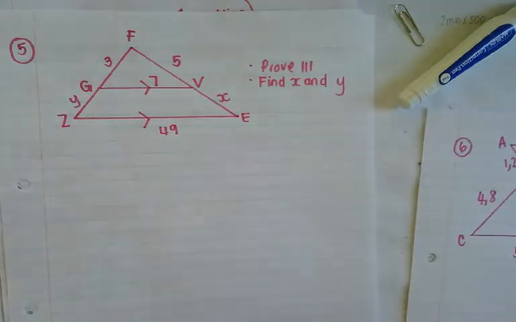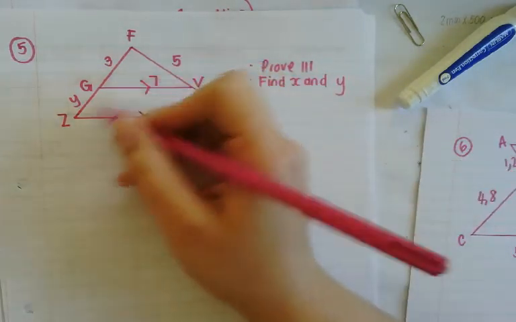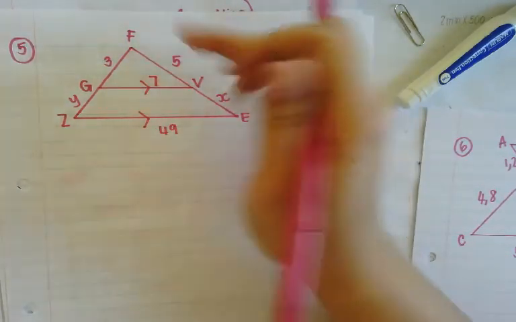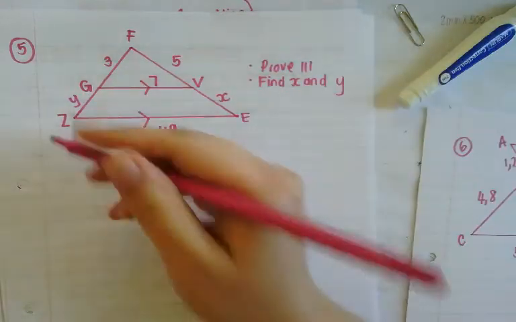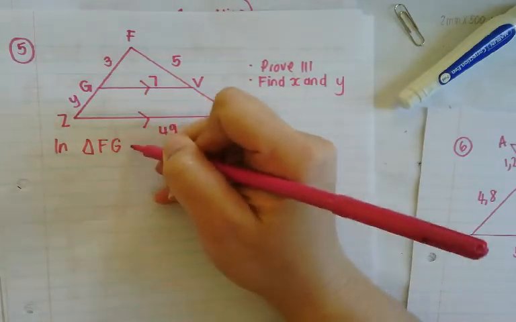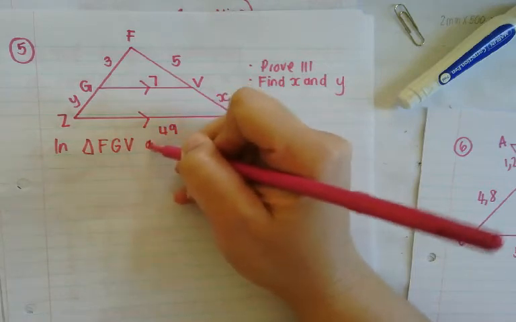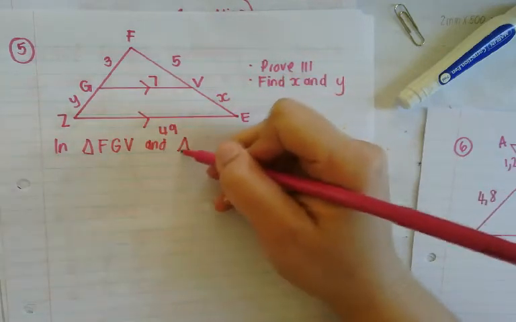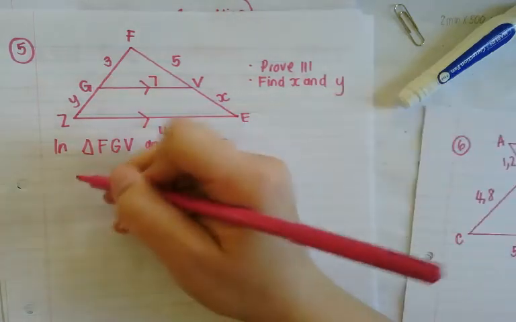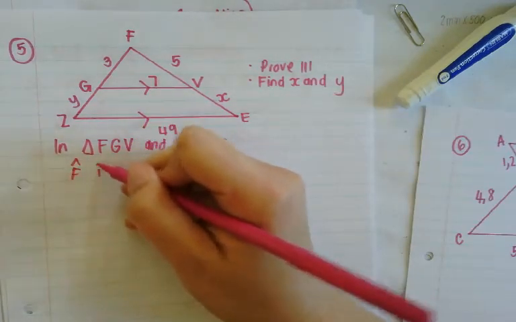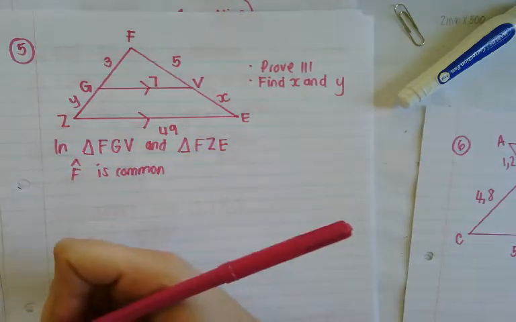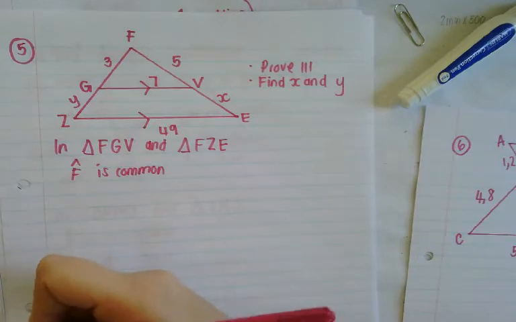Let's mark it. Okay, proving that they are similar. I'm going to start off with triangle FGV and match it with FZE. So we have F, which is common. Both triangles, the big one and the small one, have that angle, and therefore it's the same.